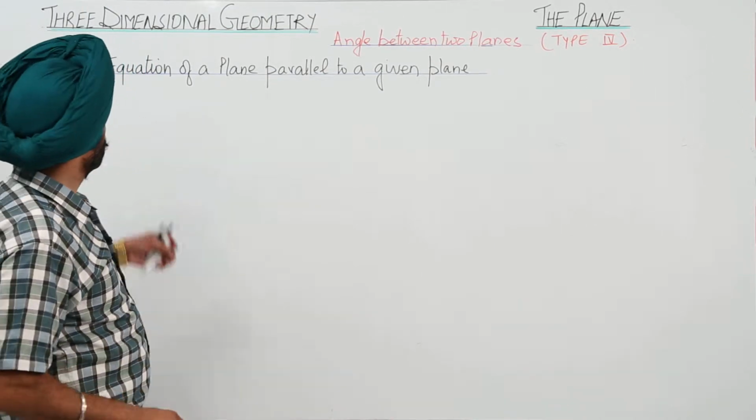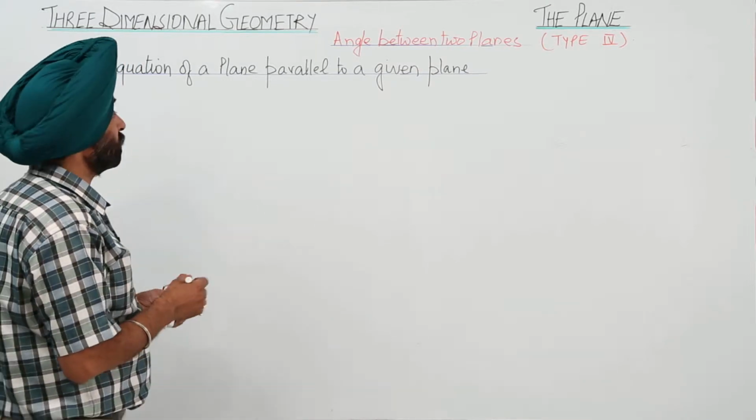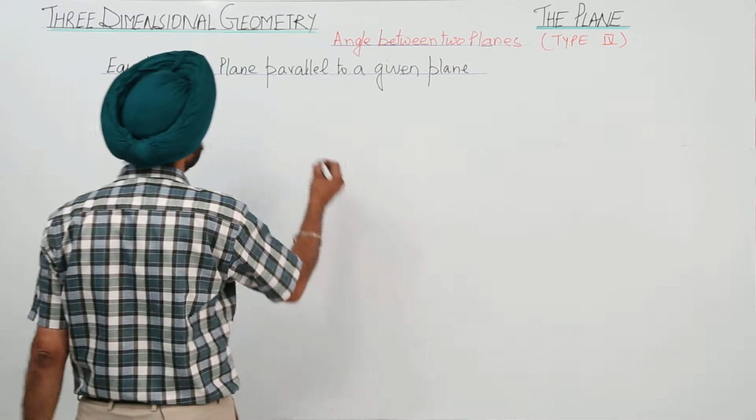Type 4 is equation of a plane parallel to a given plane. Okay. So now let's find what the equation is now.